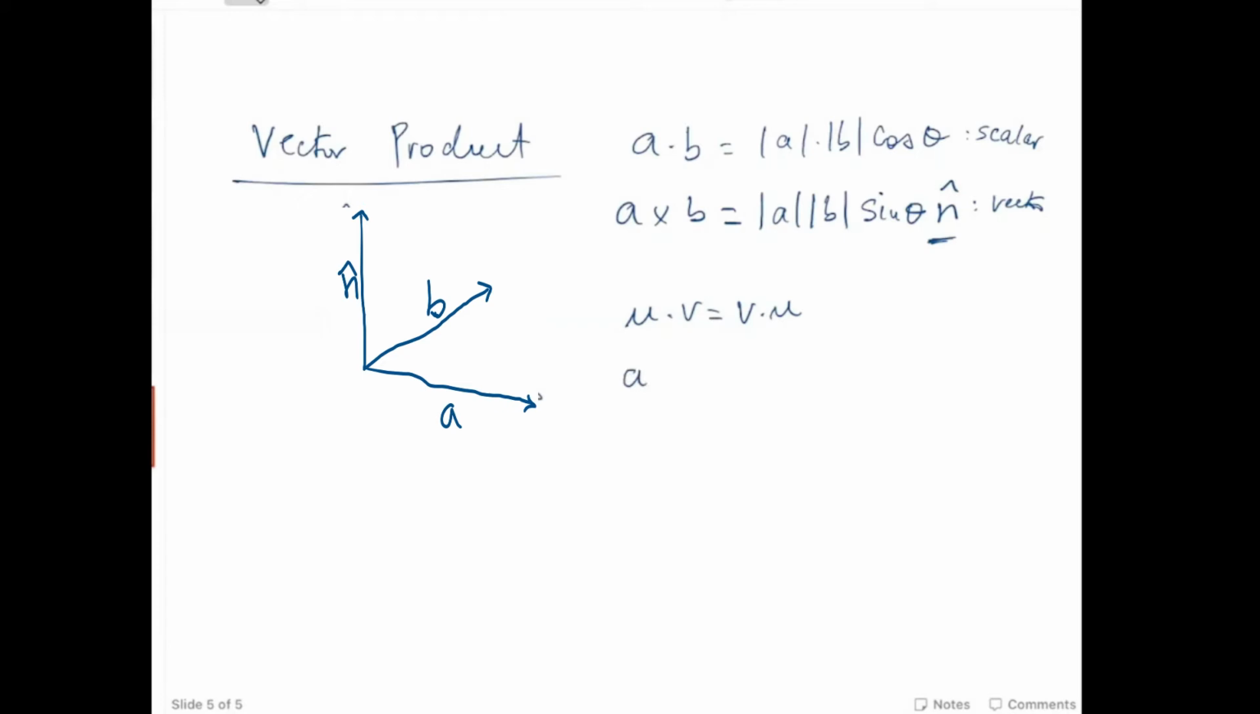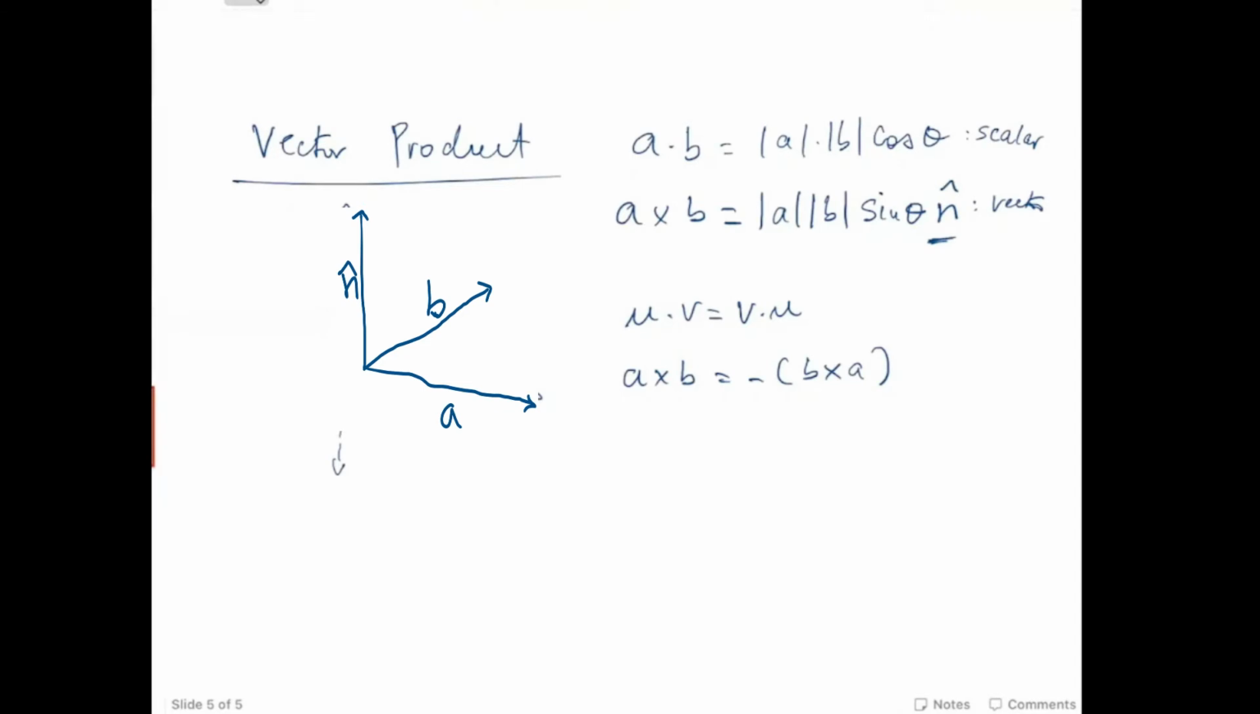If you take A cross B, that will be minus B cross A. What it means is that if you interchange the position, then the resulting vector will be a vector that is opposite to the normal vector. And of course, that vector will also be perpendicular to both A and B. And the vector is an object that has a magnitude and a direction.